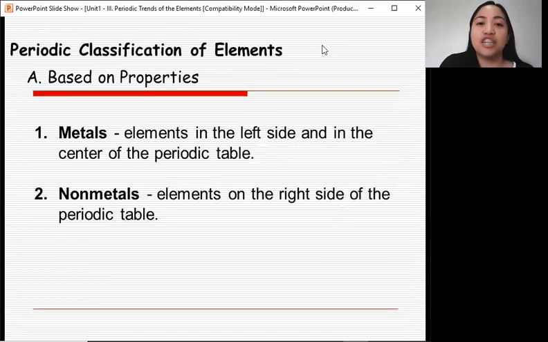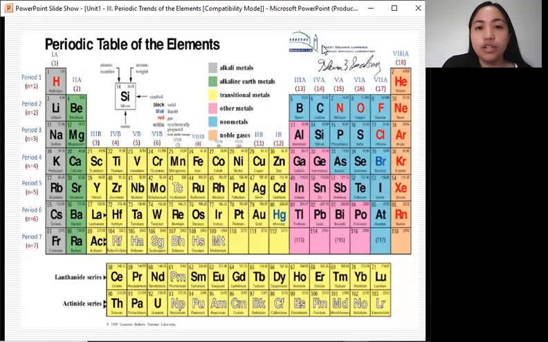So periodic classification of elements, first is based on properties. There are two types of properties in the periodic table, the metals and the non-metals. Metals are the elements on the left side and in the center of the periodic table, while non-metals are the elements on the right side of the periodic table. As you can see, the periodic table has different colors. From gray to pink are the metals, which is the left side to the center. So these are the metals. The blue ones are the non-metals, and the peach ones are the noble gases.